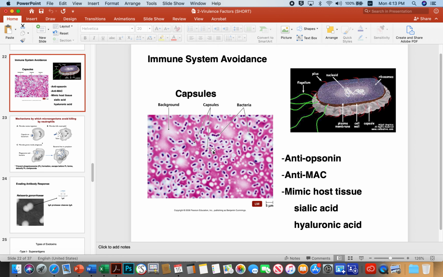In this particular case, you can see the halo around these little rod-shaped microbes as the capsules. These capsules are antiphagocytic, meaning that they don't allow phagocytic immune system cells to grab onto them and eat them. They're anti-MAC, which means that they don't allow little proteins produced by the immune response to punch holes in them. MAC means membrane attack complex. And they also are often made of things that mimic host tissue, like sialic acid or hyaluronic acid, which are pretty common in animals, and us, for example.